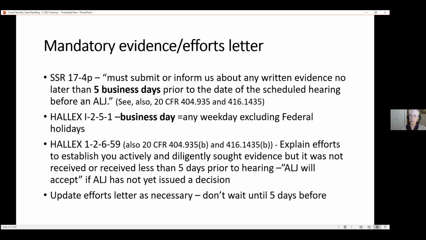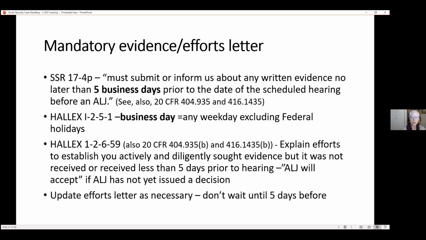So the efforts letter, we've talked about that. You need to send an efforts letter. The drop dead deadline is 5 business days in advance, not including federal holidays, but you ought to send it more than 5 days in advance. You send it more than 5 days in advance, and then you do an update 5 days in advance and say, here's everything I've done. Here's what I didn't get for whatever reason.